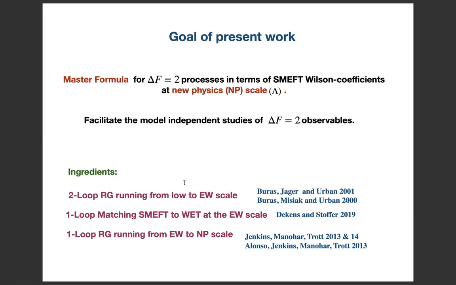These are the ingredients that go into this master formula. From low energy to the electroweak scale, we use two loop running calculated by Buras, Jäger, and Urban, and Misiak in these two papers. For one loop matching of SMEFT onto WET, we use the calculation by Dekens and Stoffer. And for one loop RG running, these standard three papers by this group.